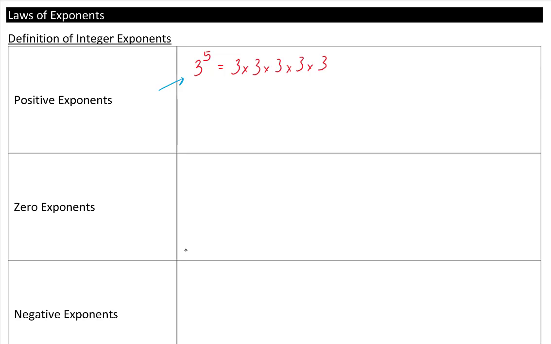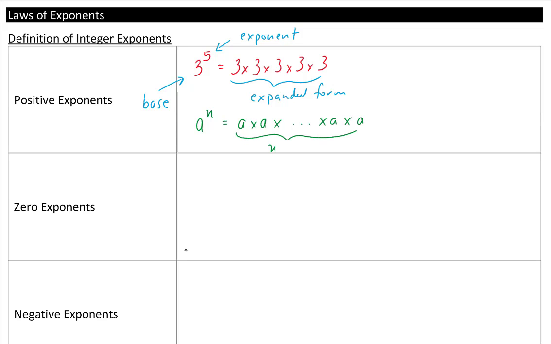Again, when we talk about powers, this is the base, this is the exponent. And this is called our expanded form of this power. So in general, if I have base a raised to some exponent n, that would be a times, and we would keep on going until we have n factors. So whatever n is, that's how many times we would see the letter a.